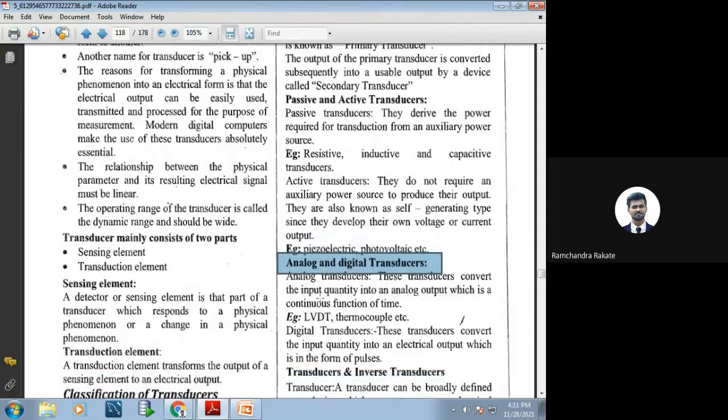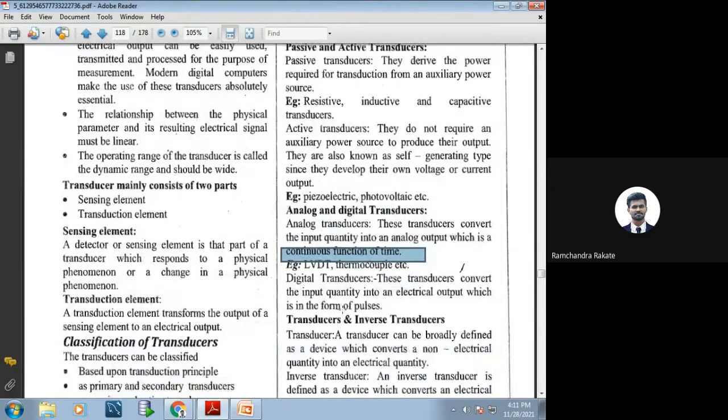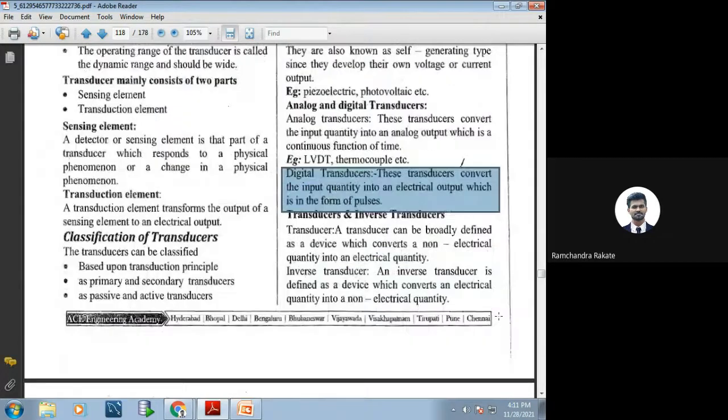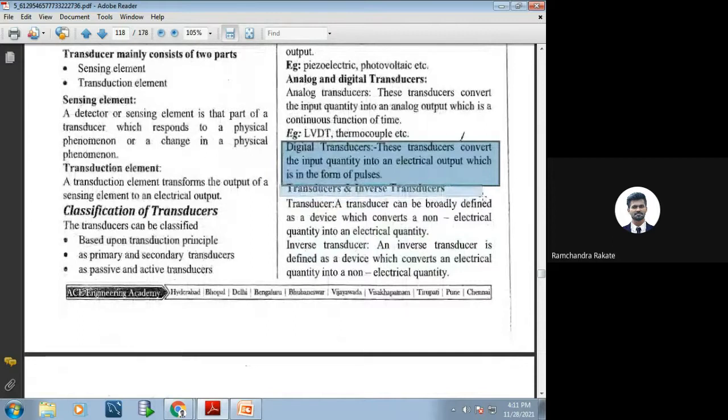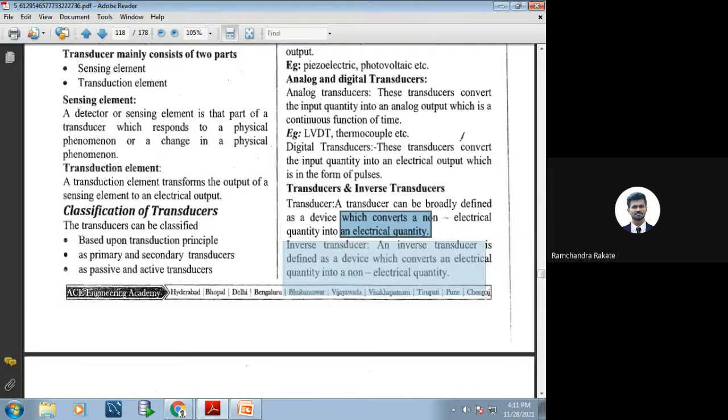Analog and digital transducers. An analog transducer converts the input quantity into an analog output, which is a continuous function of time. LVDT and thermocouple are examples of it. Then we have the digital transducer. This transducer converts the input quantity into an electrical output in the form of pulses. Transducer and inverse transducer. A transducer can be broadly defined as a device which converts a non-electrical quantity into an electrical quantity. An inverse transducer is defined as a device which converts an electrical quantity into a non-electrical quantity.